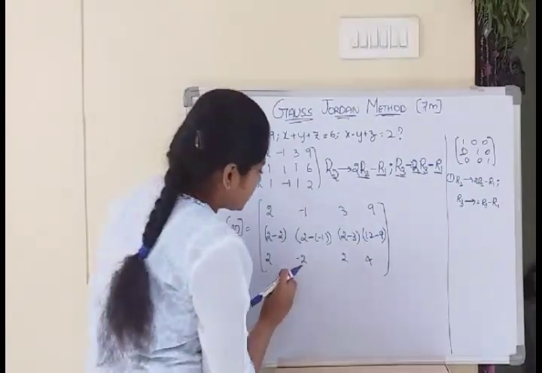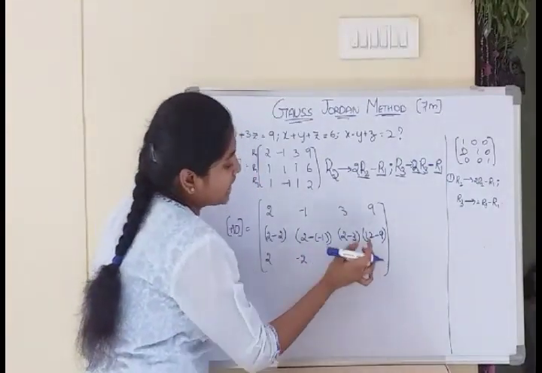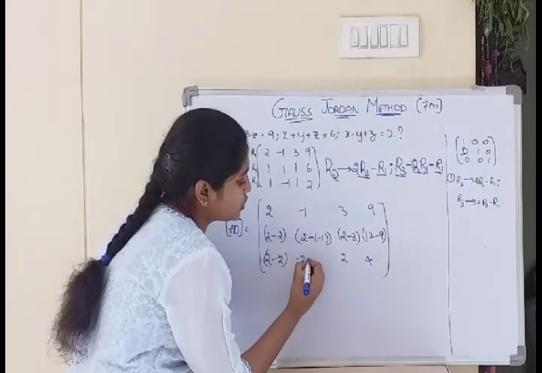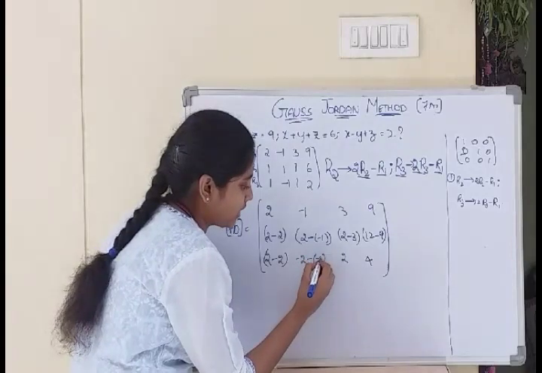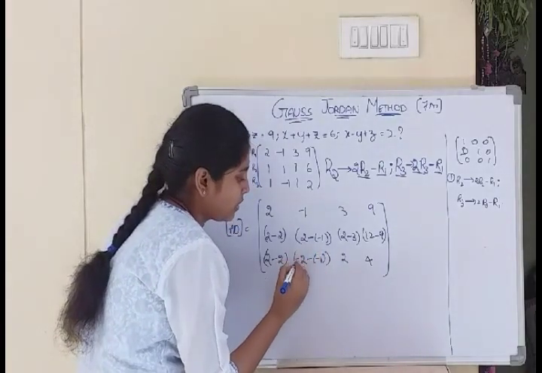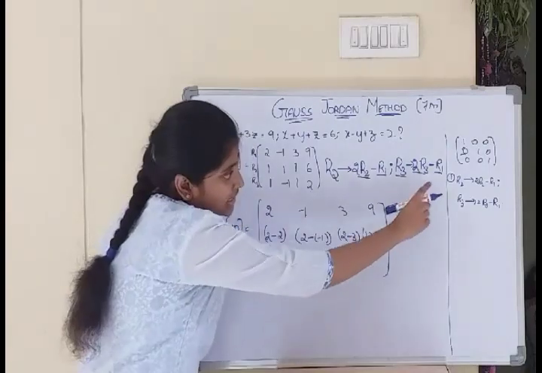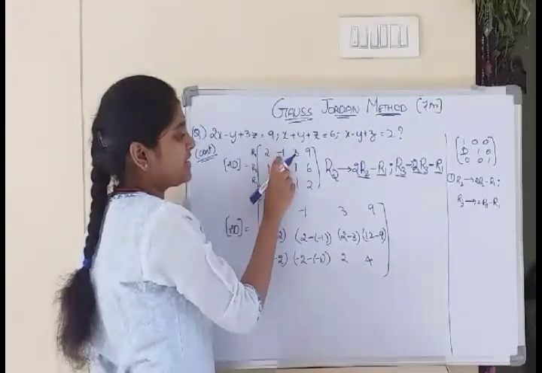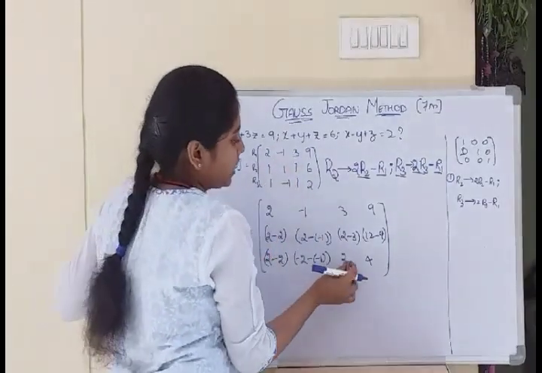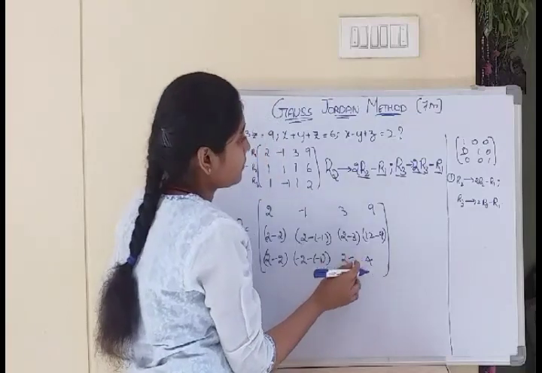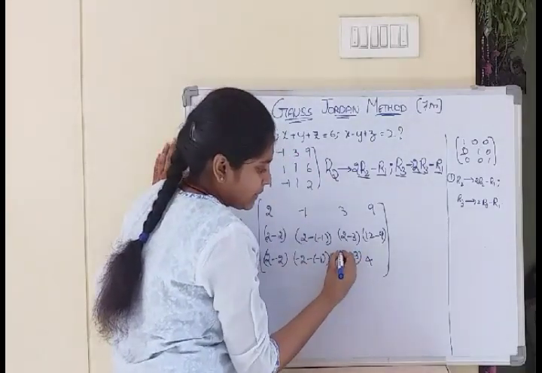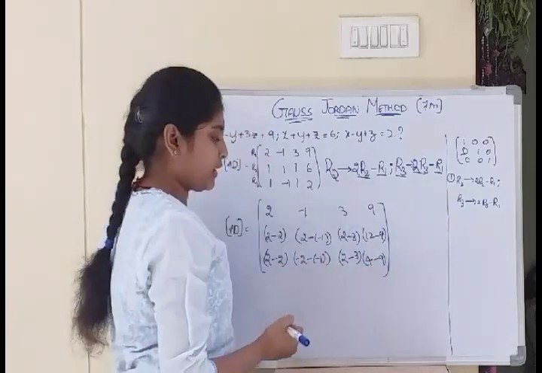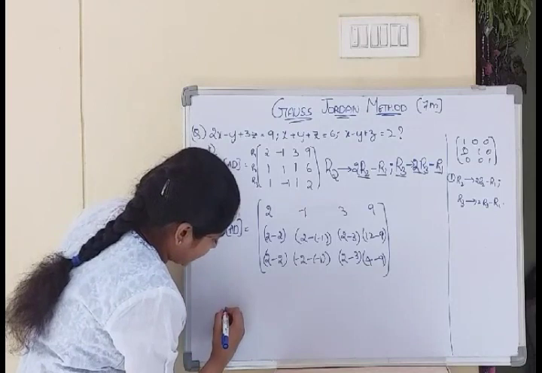The same way, in the third row we need to subtract all the elements of the first row. So 2 minus 2. Minus 2 minus of minus 1, because here we have minus for the second element. Now here 2 minus 3. Here 4 minus 9. Now we will subtract and write the values here.